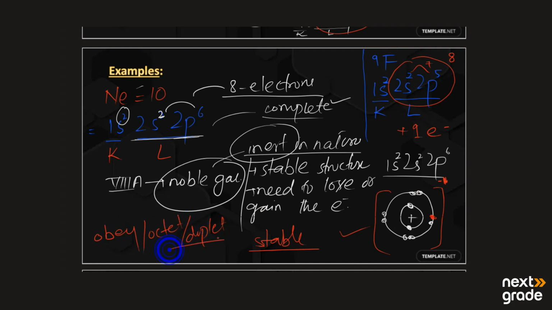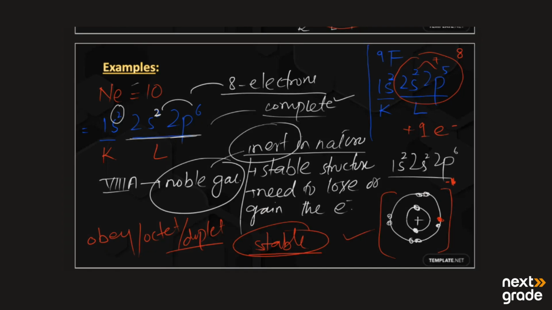That's why elements need to obey the octet and duplet rules, to gain stability. So this is all about today's lecture, what octet and duplet rule mean.